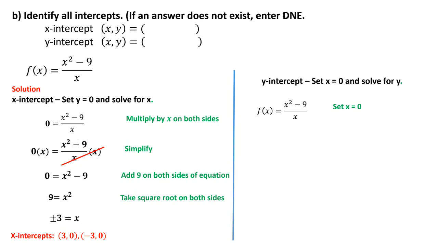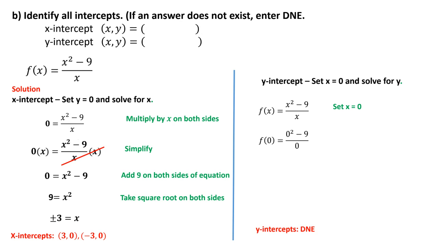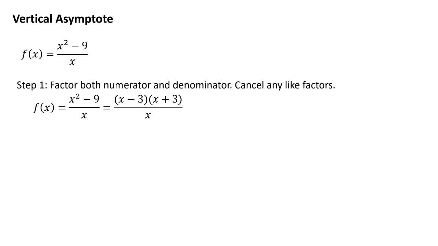We have 3: when x is equal to 3, y is equal to 0, and when x is equal to negative 3, y is equal to 0. Now let's go ahead and solve for our y-intercept. So we set x equal to 0. So here, what we see is that it doesn't exist, right? Because we have the 0 on the bottom. So we know that we cannot use 0 for the denominator, so the y-intercept does not exist.